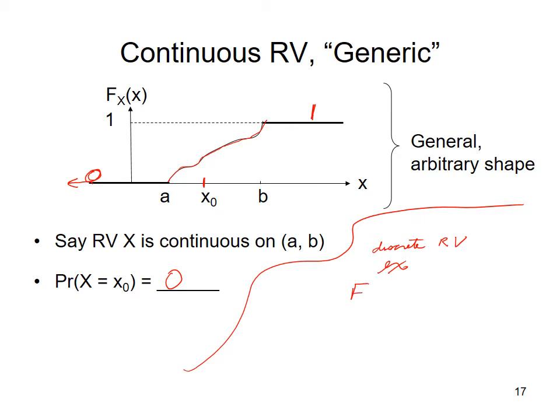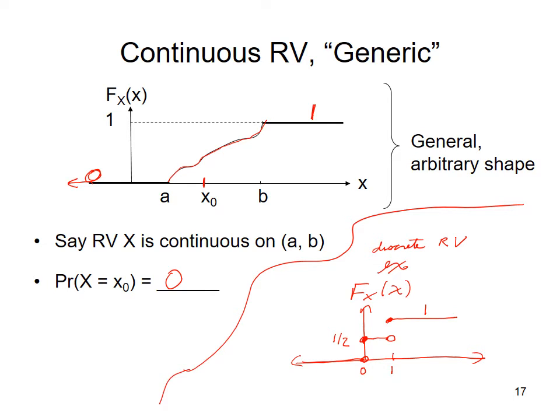and say my F_X of x looks like this. Just making up an example here. At 0, it takes a jump and goes up to 1/2, let's say. It stays like that, and then at 1, it jumps up to the value 1. Suppose that's my example of a discrete random variable.